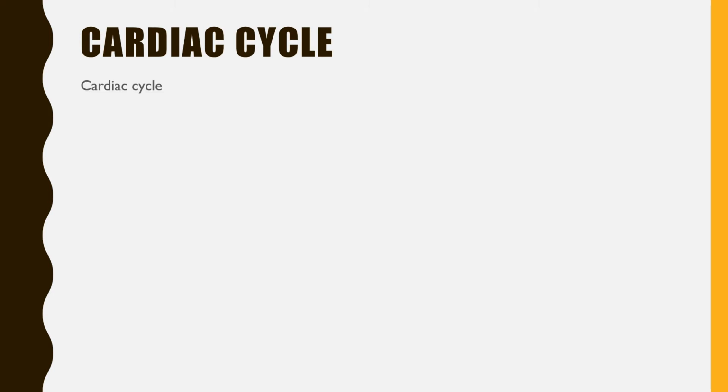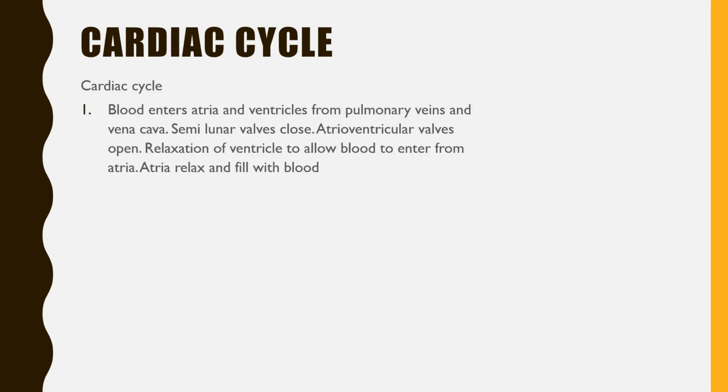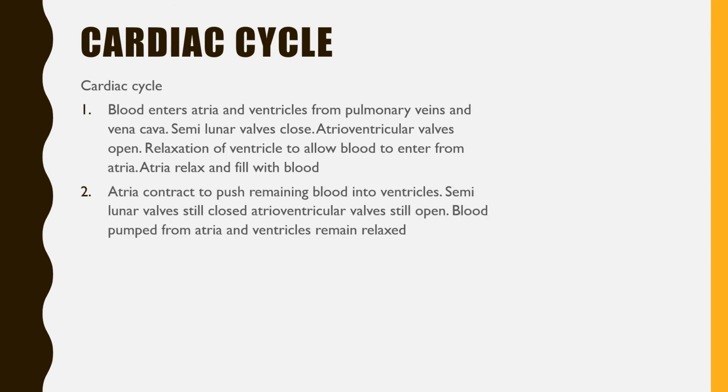The cardiac cycle. Well, it starts as blood enters the atria and the ventricles from the pulmonary veins and the vena cava. Now, semilunar valves close and atrioventricular valves open. The relaxation of the ventricle allows blood to enter from the atria, and the atria relaxes and fills with blood. The atria contracts and pushes the remaining blood into the ventricle.